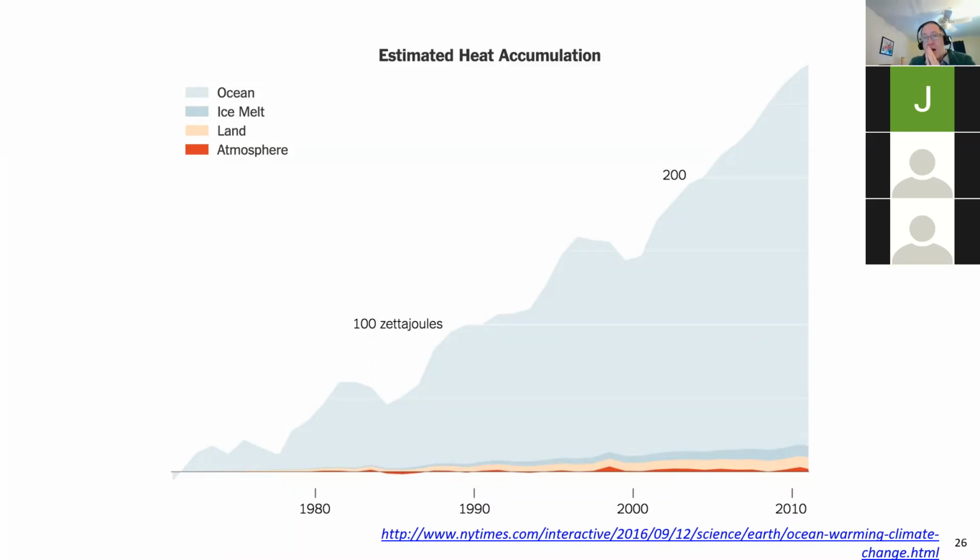You could call this categorical. We could also call it ordinal. The difference between the ocean, the ice melt, the land, and the atmosphere, if they're stacked one on top of the other in terms of how they're actually positioned in space, you could call them ordinal, but I would also probably just call them categorical. And then the number of the heat accumulation, that's definitely continuous.